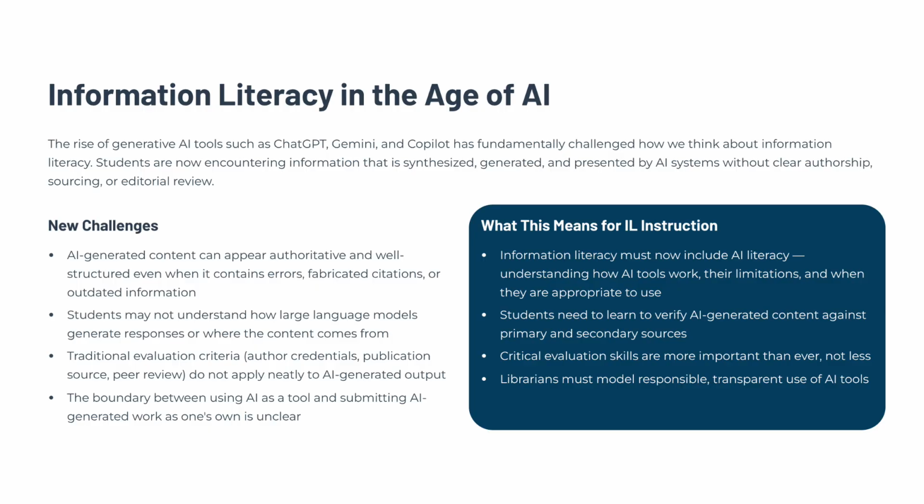Here's another challenge. Our traditional evaluation criteria don't map neatly onto AI-generated content. We teach students to check author credentials, publication source, and peer review status. But AI output has no author. It has no publication venue. It wasn't peer-reviewed. So how do you evaluate it? That's a new question our profession has to answer.